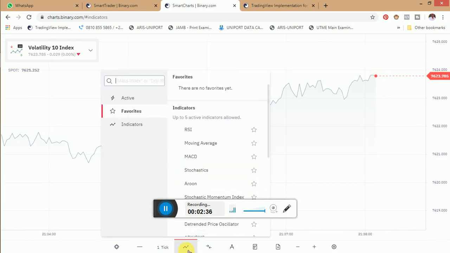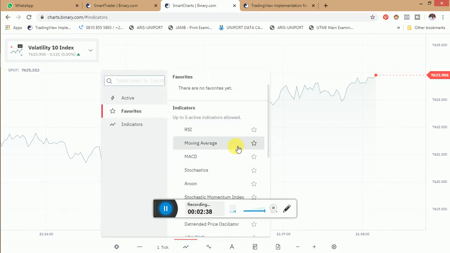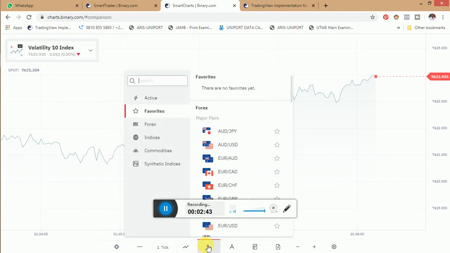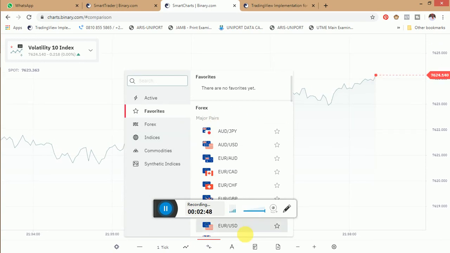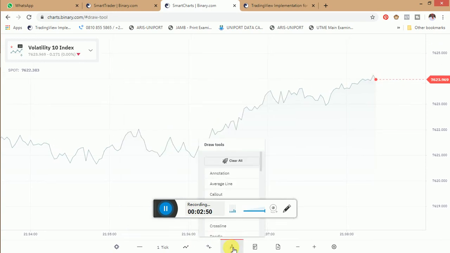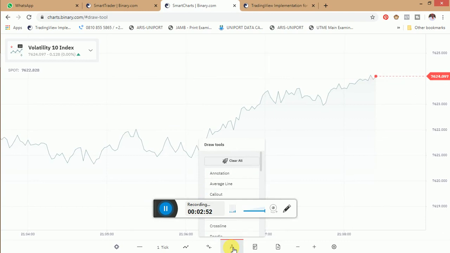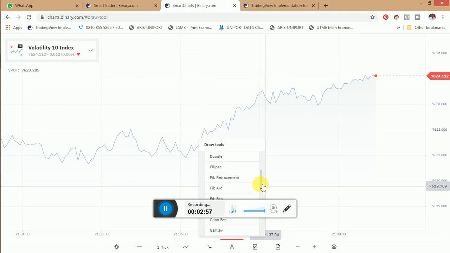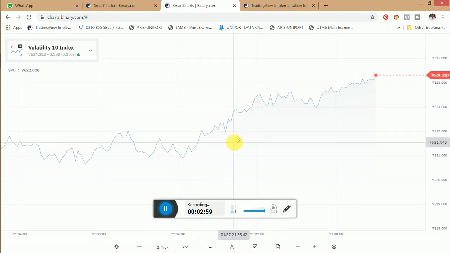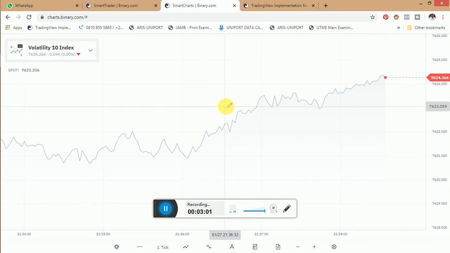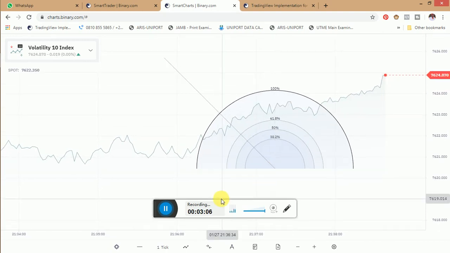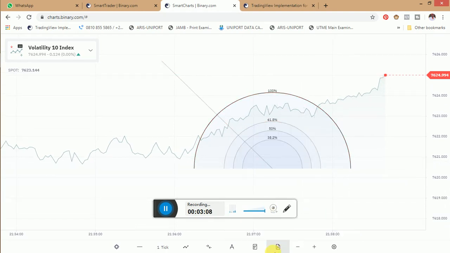So this way you have your indicators, which we are going to get to know more about later. Then here is where you can choose a favorite market. Then here contains drawing, annotation, and so on. That's when you want to make drawings on the chart.